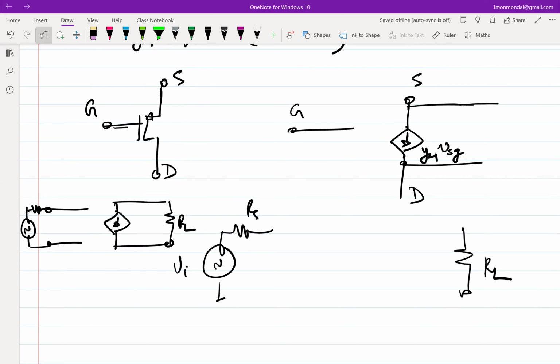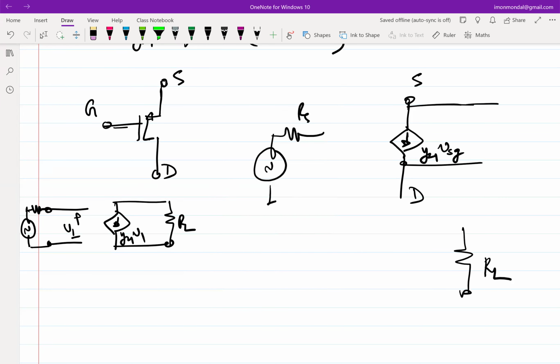So if I want to do the equivalent of this, where should I connect the source? Between S and G, right? Because ultimately this is Y21 times this V1. So in our case, VSG is supposed to be V1, right? So between S and G, I should connect the input. I connect VI here, but in this case, as you see, I have to connect it the other way around because the source is upwards.